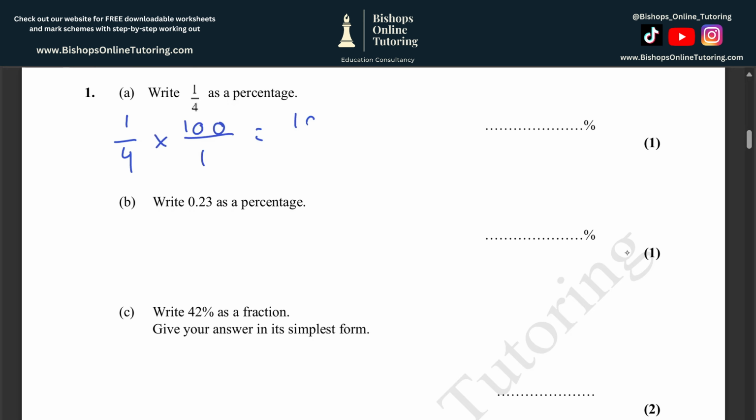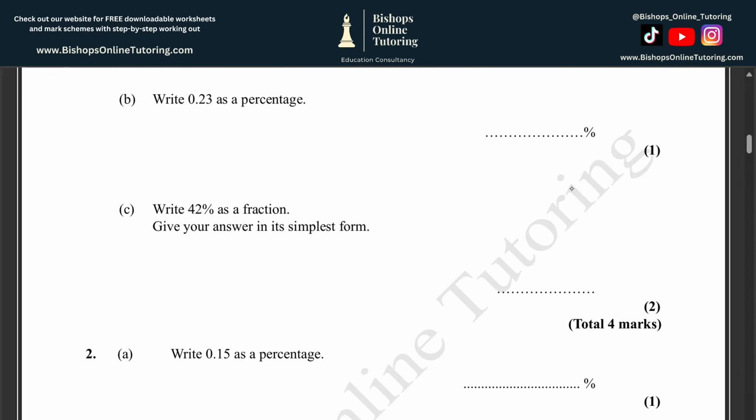So then 1 times by 100 would be 100, and 4 times by 1 is 4. And now you can simplify. So 2 goes into both 100 and 4, gives us 50 over 2. And then we can divide both of those by 2 again, which gives us 25 over 1, or just 25. So it's 25%.